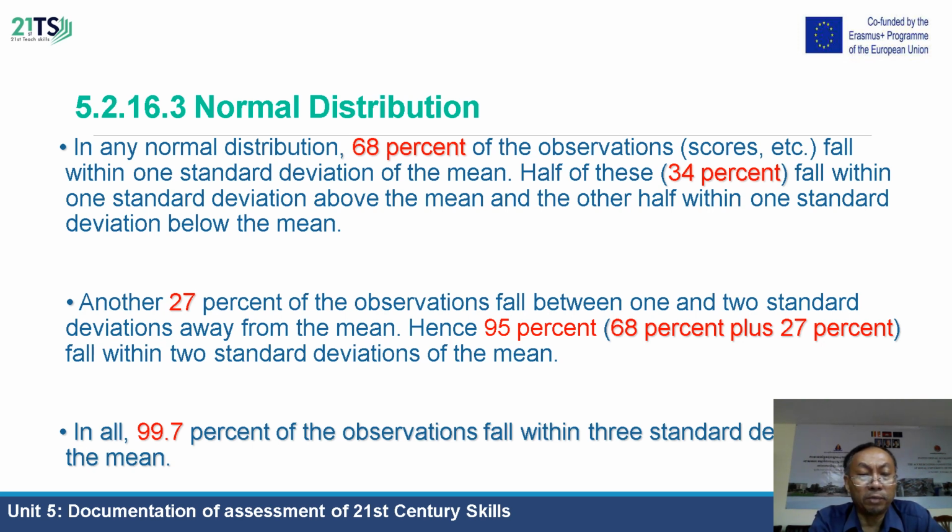Another 27% of the observations fall between 1 and 2 standard deviations away from the mean. Hence, 95%, or 68% plus 27%, fall within 2 standard deviations of the mean. In all, 99.7% of the observations fall within 3 standard deviations of the mean.